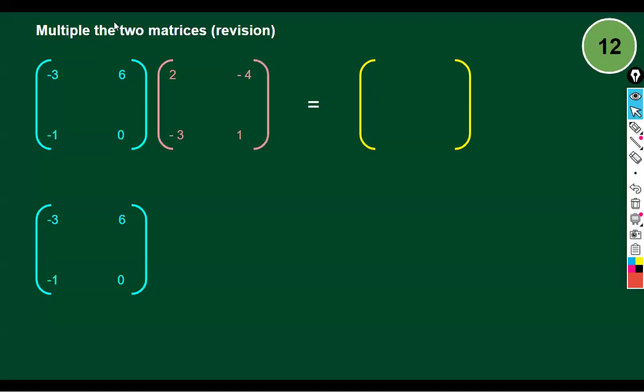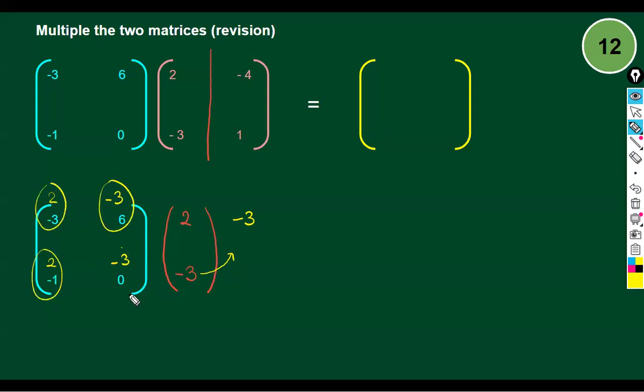Right. So when you're multiplying a big matrix by another big matrix, you split the second matrix in 2. And so you take the blue matrix, which is the first matrix, and you multiply by the first half, 2 and minus 3. That will give you the first 2 answers. So the minus 3 goes up to the top as usual. 2 minus 3, 2 minus 3. Multiply each pair, right?